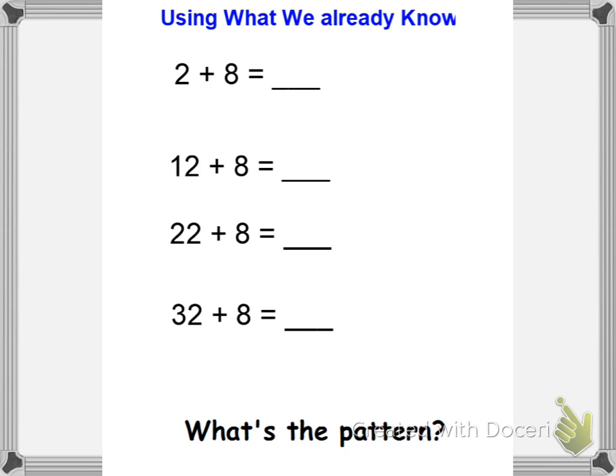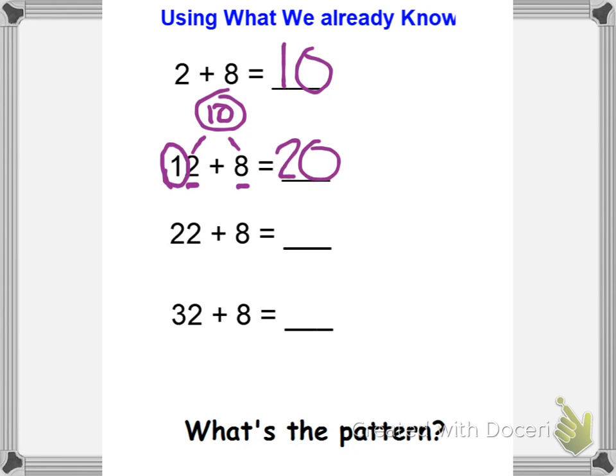So looking at this one, the first one is 2 plus 8. Well, we know that 2 plus 8 is our 10 buddy. So we know that 2 plus 8 is 10. Then we're looking at this one, 12 plus 8. Well, look, there's 2 ones and 8 ones. We know that makes 10. And we also know that this little friend right here is in the tens place. We know that is also a 10. So we know that 10 plus 10 is 20.